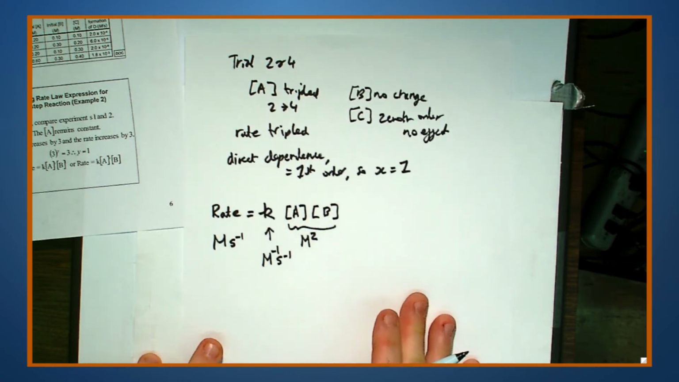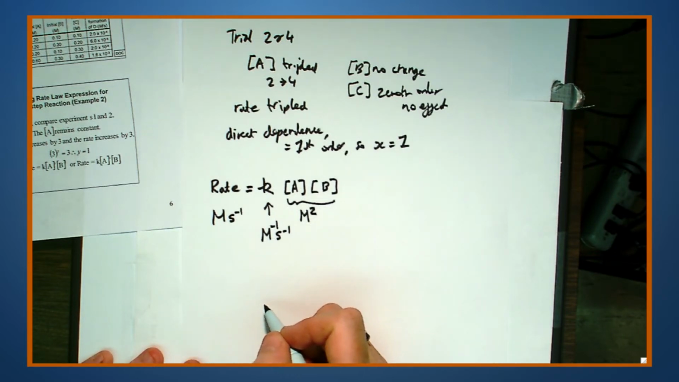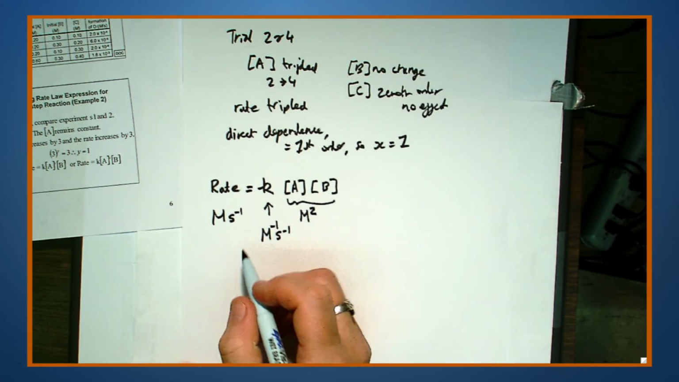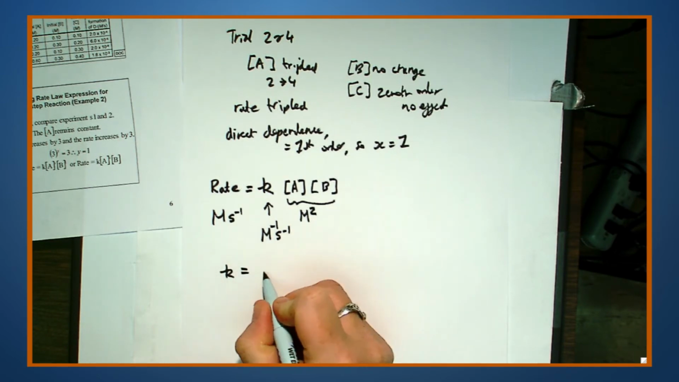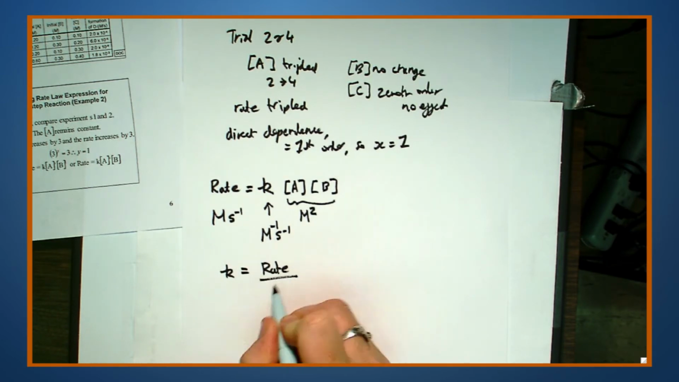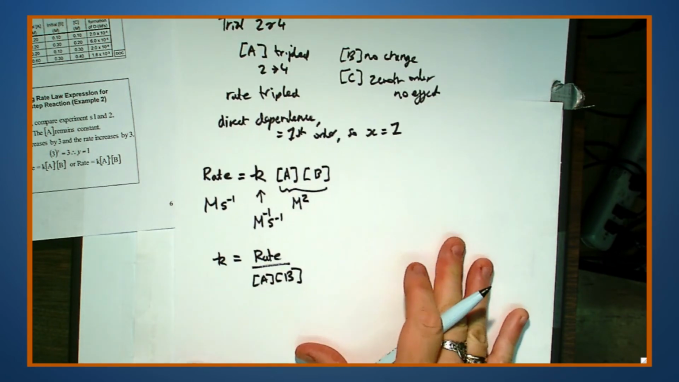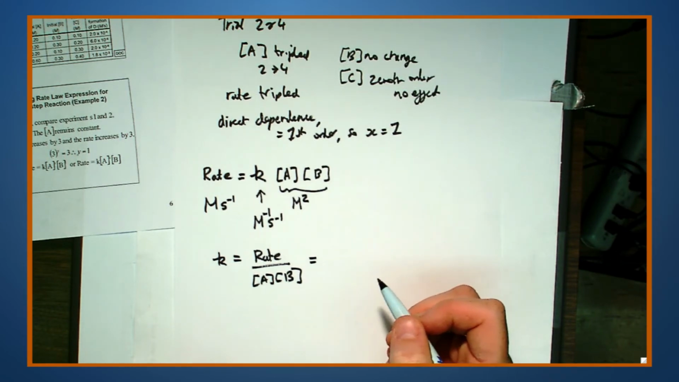Now, to find the numerical value of K, the beautiful part about this is it absolutely does not matter which trial you pick. You can pick whichever trial you want. And if you don't believe me, I'm going to do one of them, and you can do a different one and see what you get. So let's see, here we go. We're going to just rearrange this. It's going to be K equals rate over A, B. I just rearranged up there, and then I'm going to stick some numbers in. Let's see, we're going to use trial 1, I think.